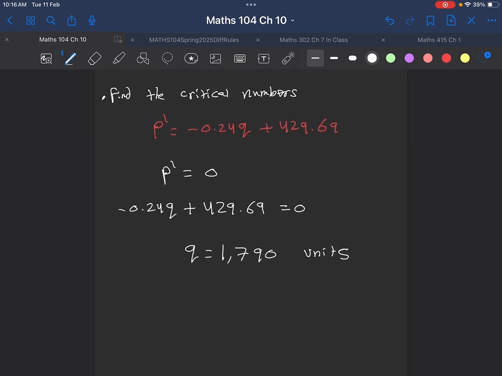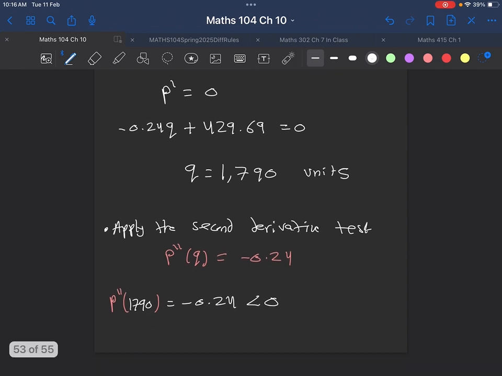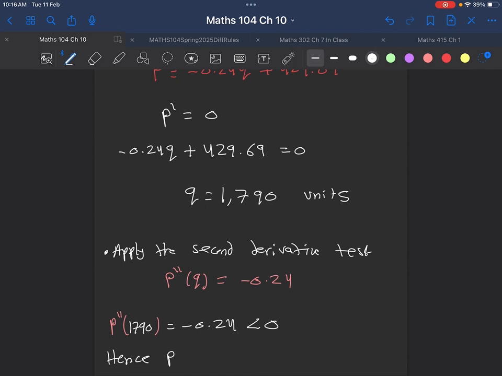And now we need to check if this answer is local maximum or local minimum. So apply the second derivative test. Now, in order to apply the second derivative test, we need to know what is P double prime. And if you do the second derivative, it will be just this one. So if we substitute my critical number, which is this one, the answer will be fixed to be negative 0.24, which is always less than 0. Hence, P, which is the profit, has a local maximum.